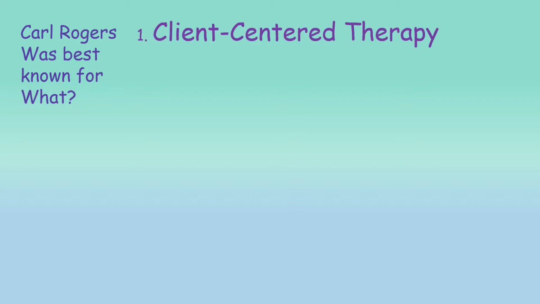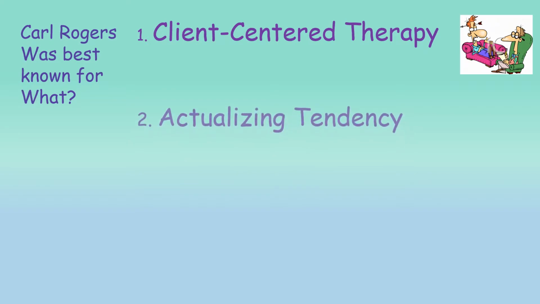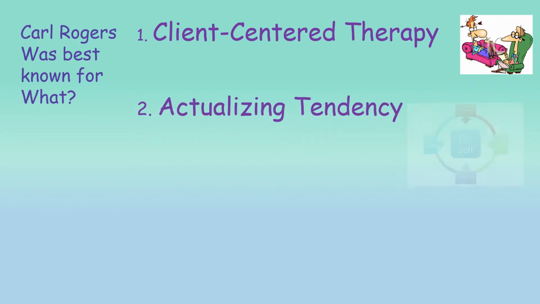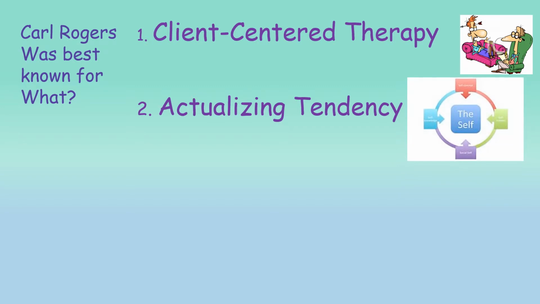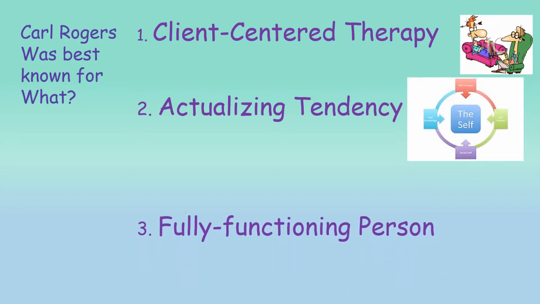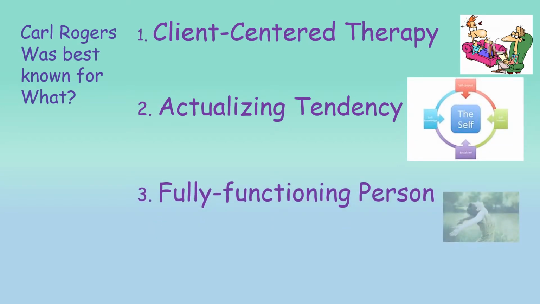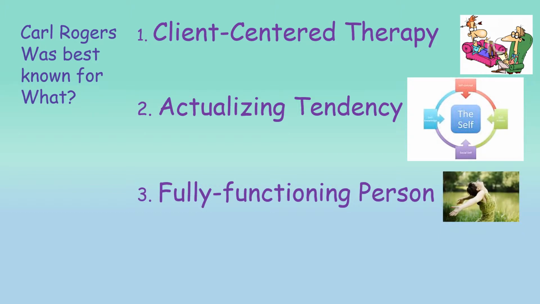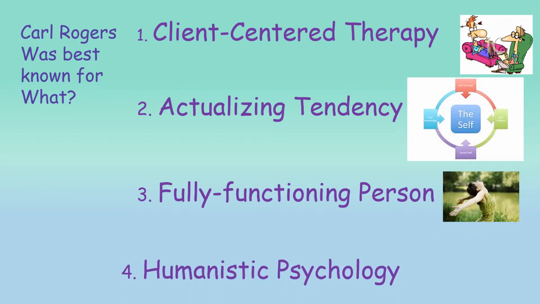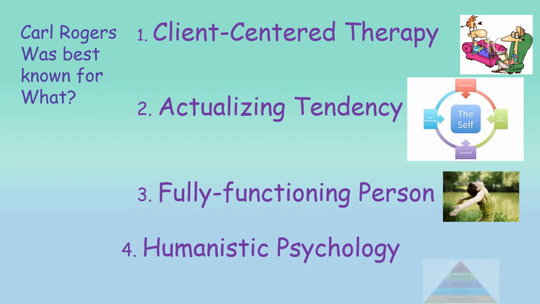Carl Rogers, too, had things that he was known for. Number 1, client-centered therapy. Number 2, actualizing tendencies. Number 3, fully functioning person. And number 4, humanistic psychology. Cherry, November 14, 2018, as cited.